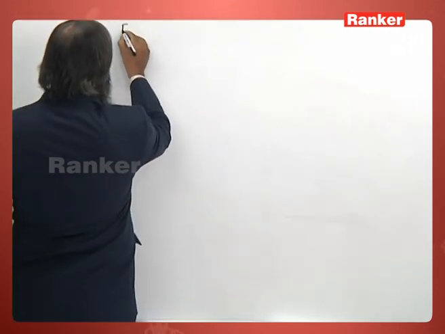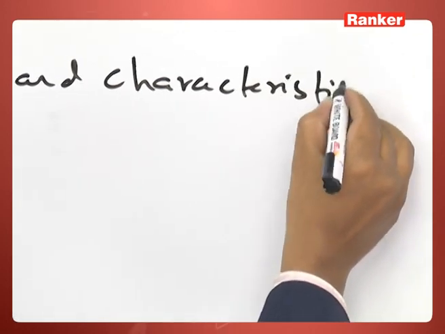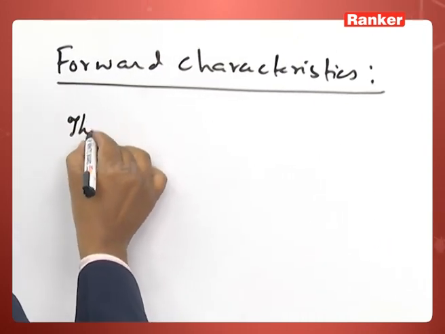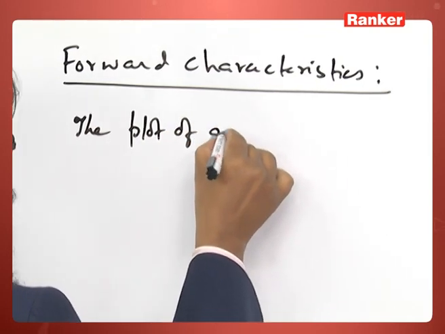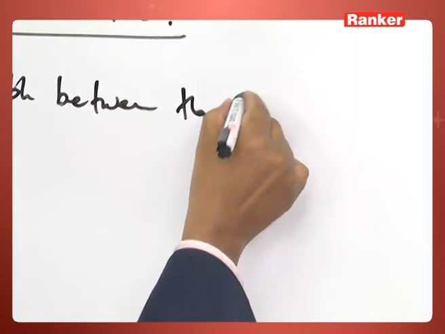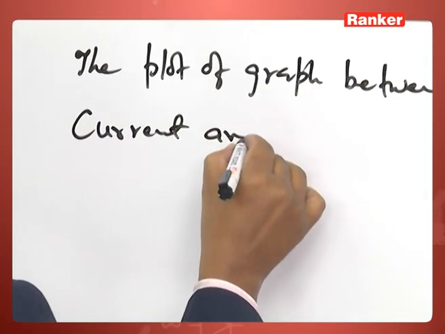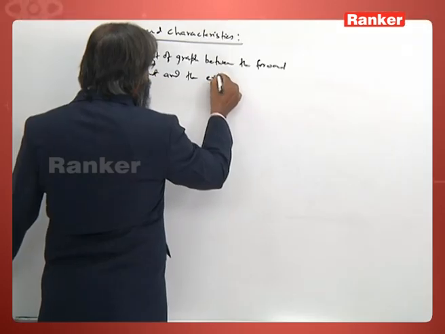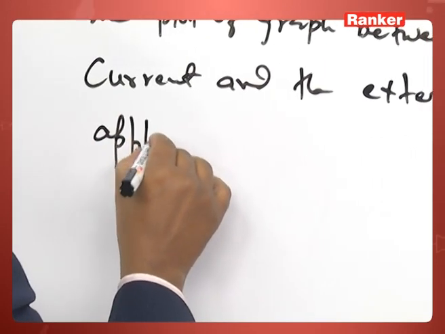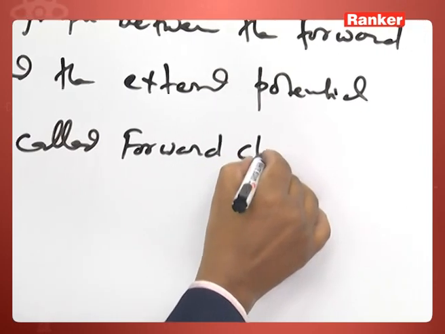So now come to forward characteristics. The graph, the plot between the forward current and the external potential applied is called forward characteristics.